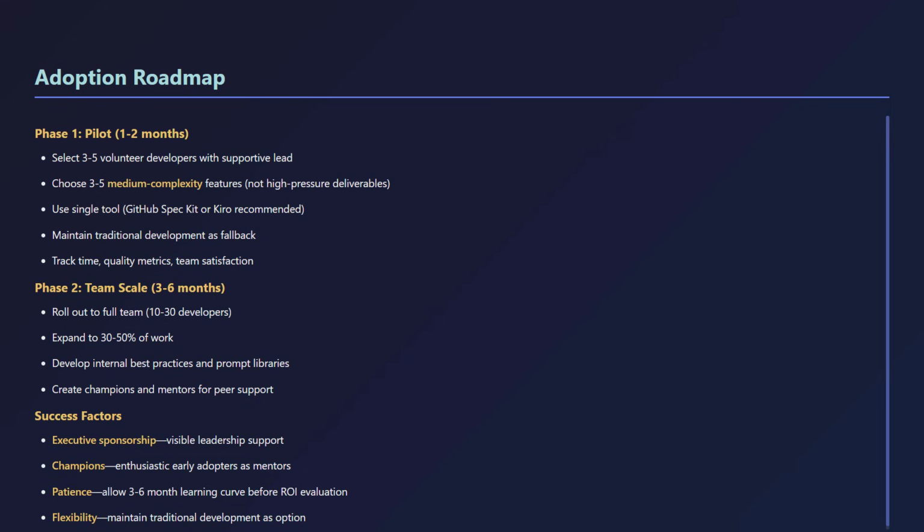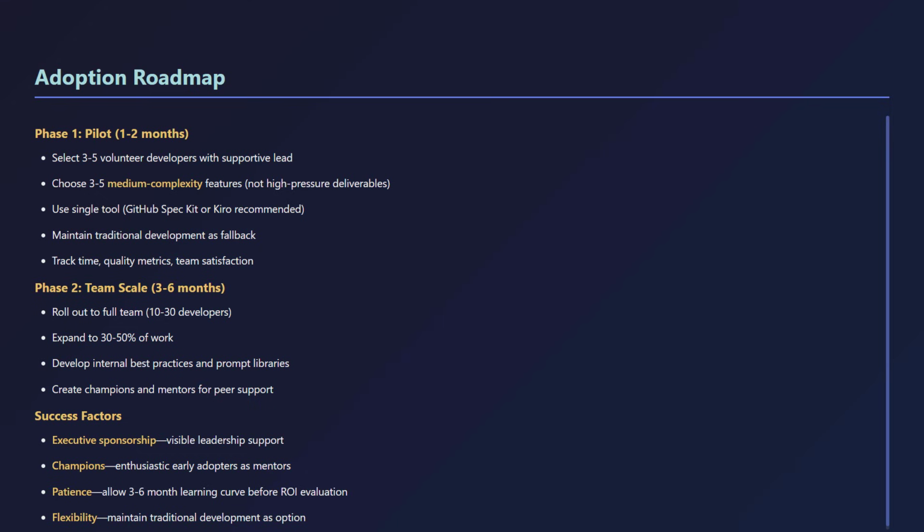Start with a pilot phase lasting 1 to 3 months. Select 3 to 5 volunteer developers, enthusiastic people with a supportive team lead. Choose 3 to 5 medium complexity features. This is important. Do not choose high-pressure deliverables for your pilot. Choose work where there is room for learning.